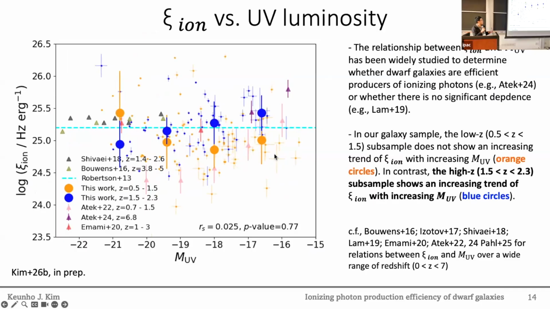We also investigate the dependence of ξion on galaxies' UV luminosity, and we see a clear increasing trend of ξion with fainter UV luminosity in our high redshift subsample of galaxies, which suggests that the faint UV galaxies tend to have increased ionizing production efficiency compared to their massive, bright counterparts. And the distribution of our galaxies is broadly consistent with other studies in this UV luminosity regime.